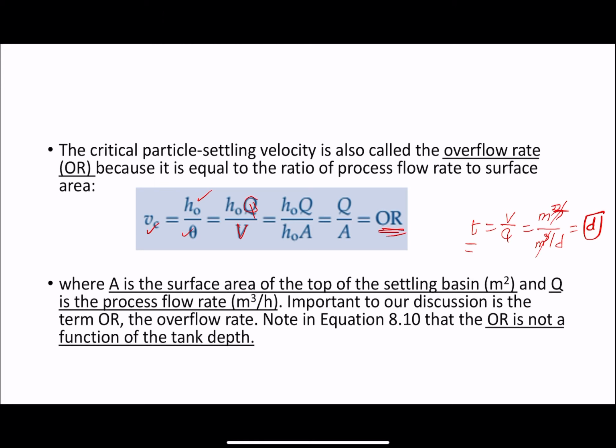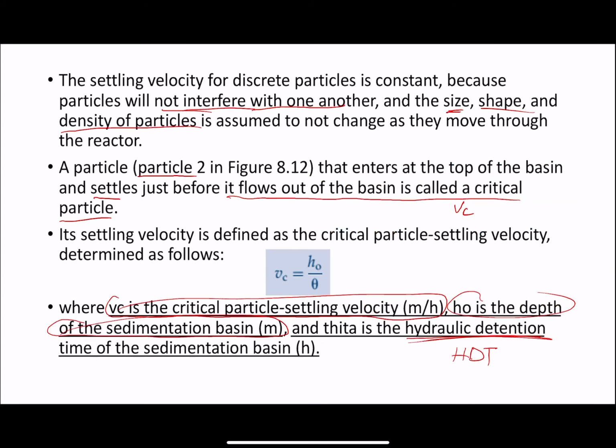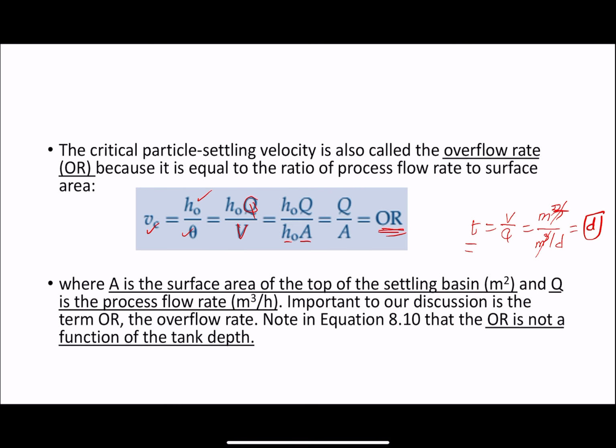And also volume. What is volume? What's the volume of the tank? Remember, the volume of this tank is area times h naught. So area times h naught, and h naught over Q, h naught would cancel with h naught. So VC is equal to what? Q over A. So V critical is equal to Q over A. And the other name of V critical is OR, overflow rate.